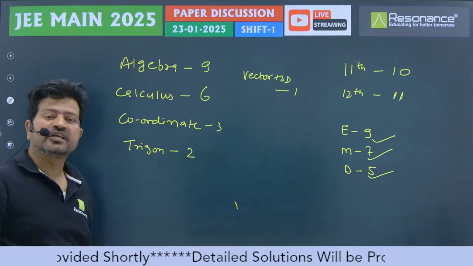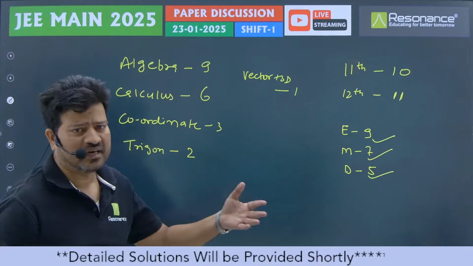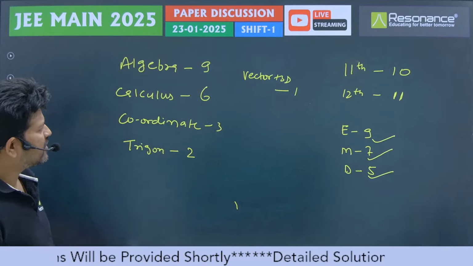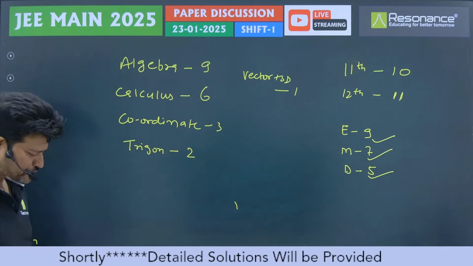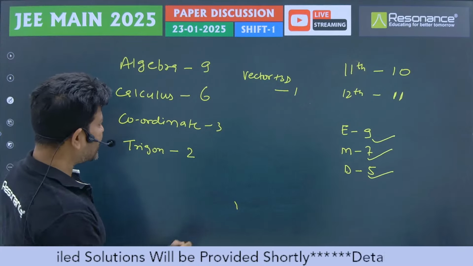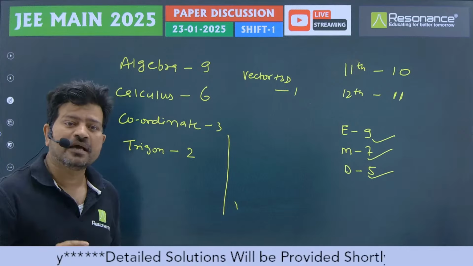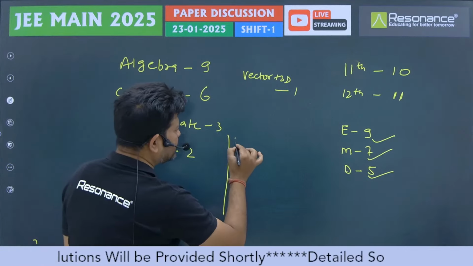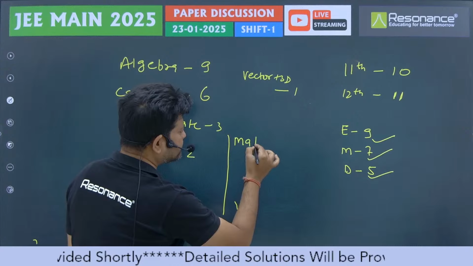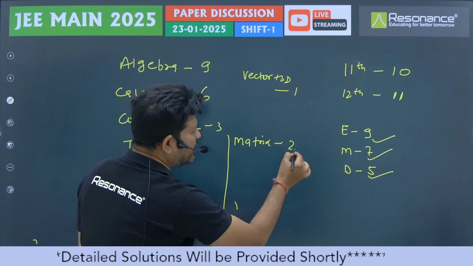But maybe, as I am saying, the 21 question is there, so maybe there are a few questions from vectors and 3D also. One thing we can find, most weightage topic wise, if you can see the matrices, so from the matrices we can find 2 questions.